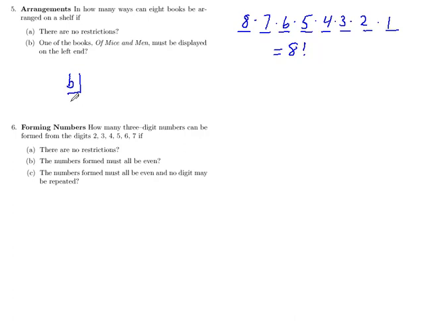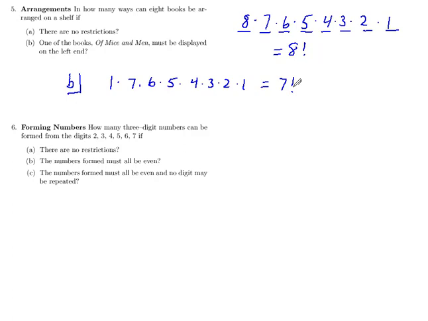Part B, one of the books of Mice and Men must be displayed on the left end. So that particular book is given a location. It's got to be on the left. So it has one choice for that spot. The rest of the books can be anywhere on that shelf. So there are 7 choices for the next spot, and then 6, 5, 4, 3, 2, and 1. Or in other words, 7 factorial.